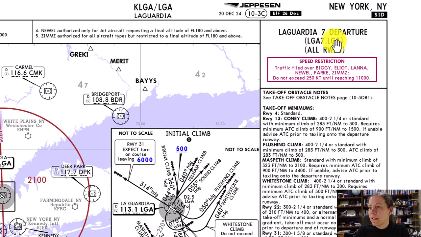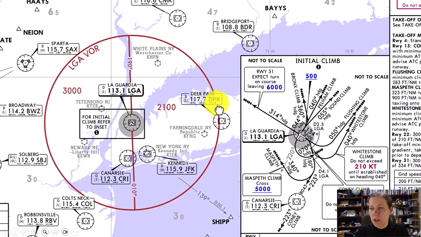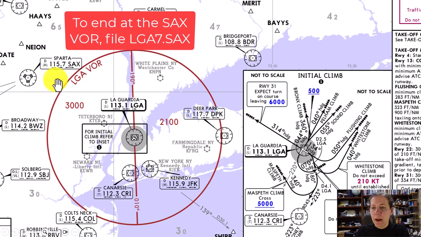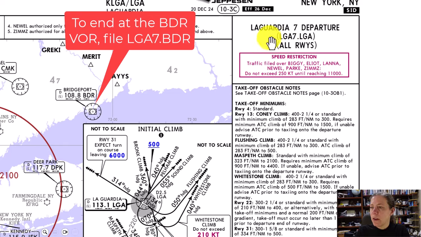Now, LaGuardia 7.LaGuardia is actually oversimplified on this, because if I want to use this departure and say, for example, I want to end up at Sparta, I can file that as LGA 7.SAX. Or whatever it's ending with, BDR for Bridgeport. So we still have that number part, LGA 7 dot, and then fill in the blank of where you're going.